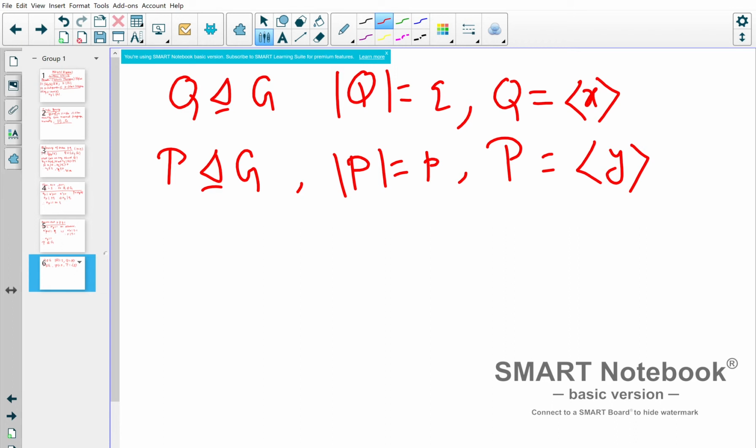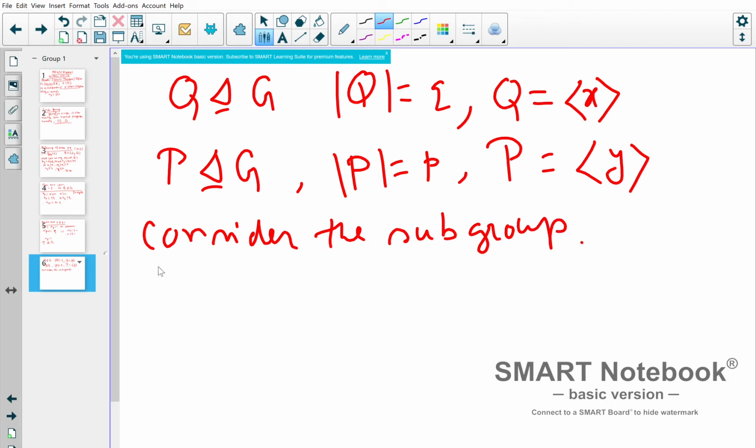Now, the question is what we can say about the group G. Here let me just consider, you remember, if you have two sets H and K, you know that the product is a subgroup if one is normal, right? Any one of these is normal. So here you know that both are normal. So now consider the subgroup PQ.